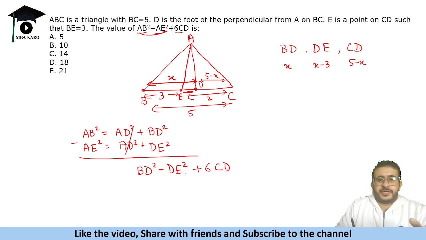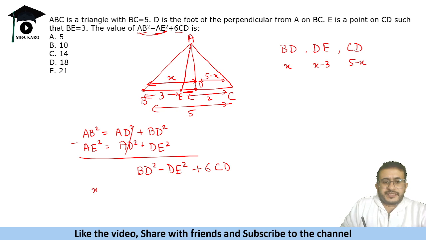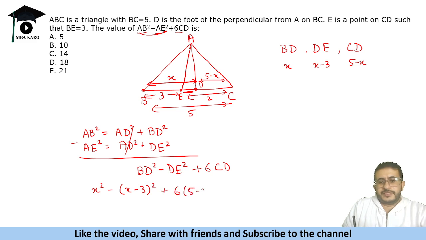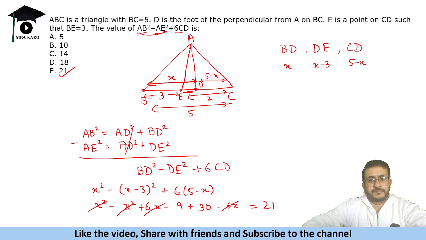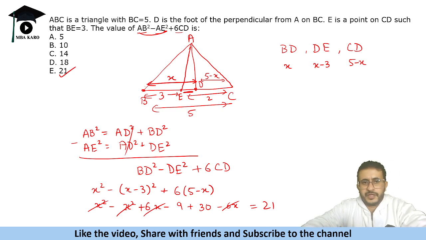Let us put these values and try to solve it. So BD is x square minus DE is x minus 3 whole square, and CD is 5 minus x. So let's just open it. X square minus x square minus 6x, so that will become plus 6x minus 9 plus 30 minus 6x. Right, x square gets cancelled, 6x gets cancelled. So 30 minus 9, we have 21 as the answer. So the value of this is 21.